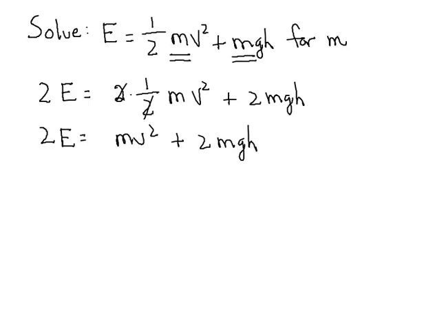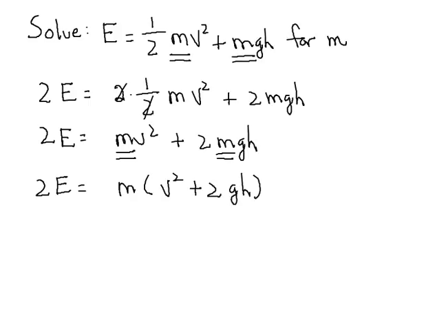mgh. Now here's where the strategy is a little bit different from what we've done before. Because the variable that we're solving for appears in both terms on the right hand side, what we need to do next is to factor that variable out from both terms. So we're left then with, on the right hand side, little m times the quantity v squared plus 2gh. Now you notice then the coefficient of little m is the quantity v squared plus 2gh. So to finish up then, all we need to do is to divide each side of the equation by that coefficient.